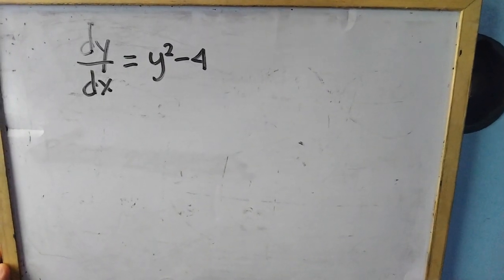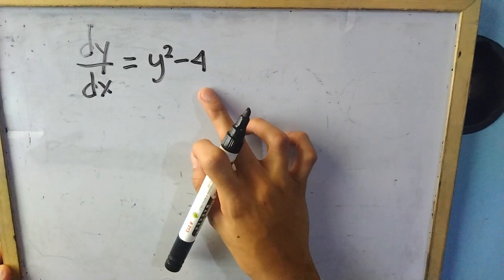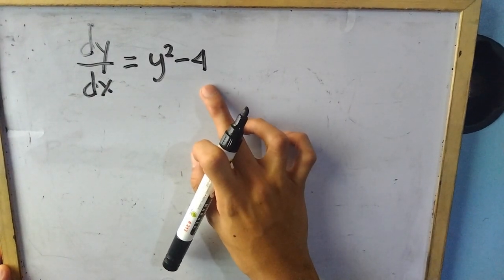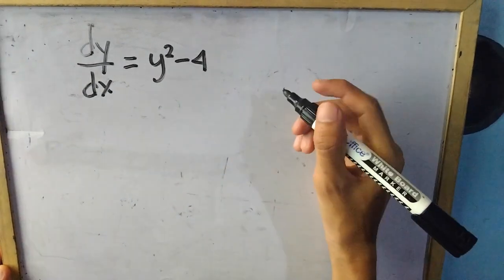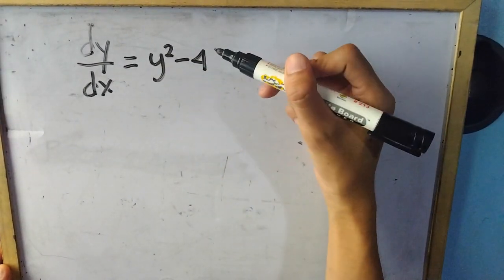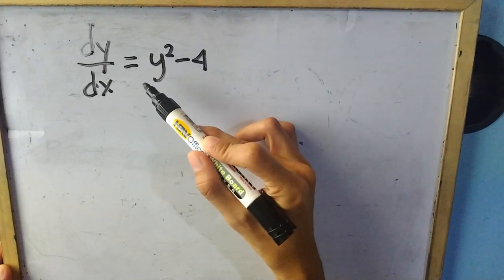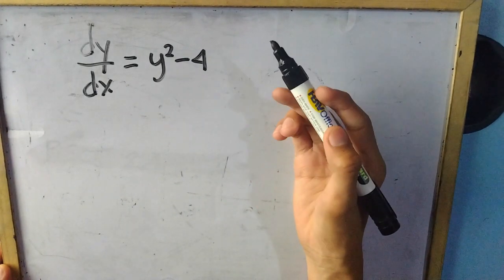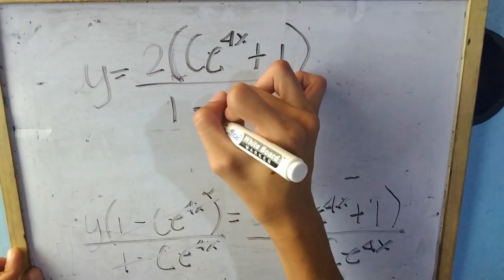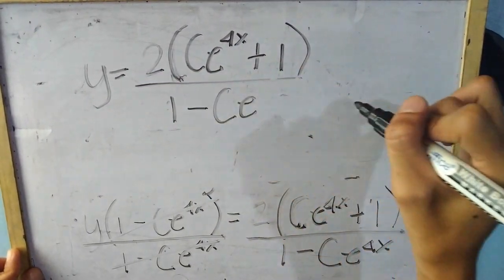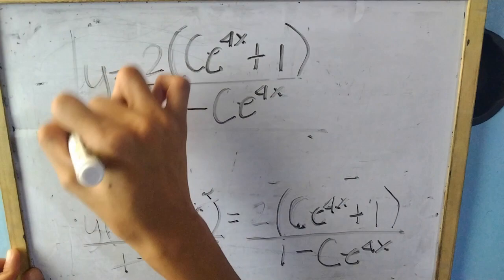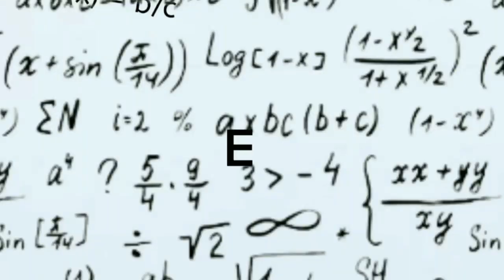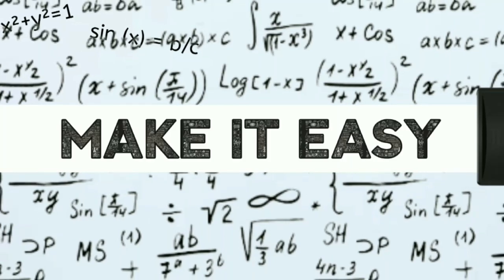So today we'll be discussing this differential equation. This differential equation is solved using the variable separable method. So the first thing to do is to isolate the y in dy and the x in dx over 1 minus c e raised to the 4x. Complex problems? Don't worry, we'll make it easy.